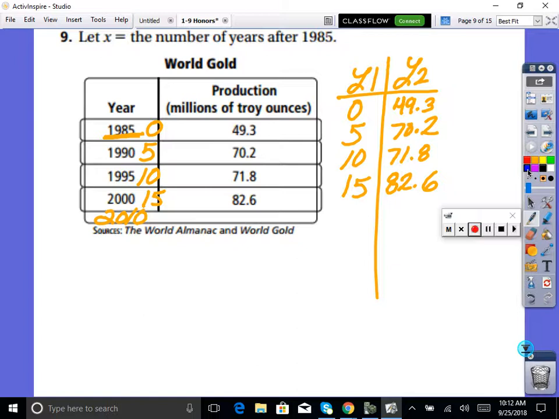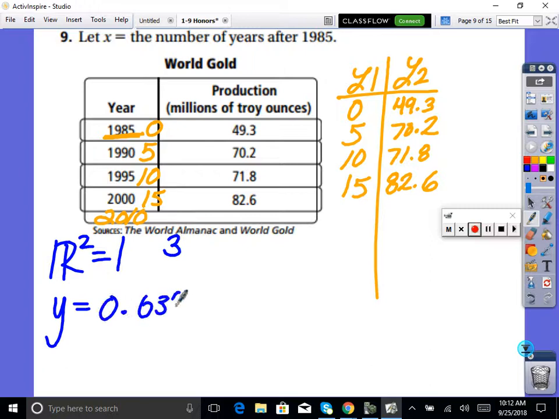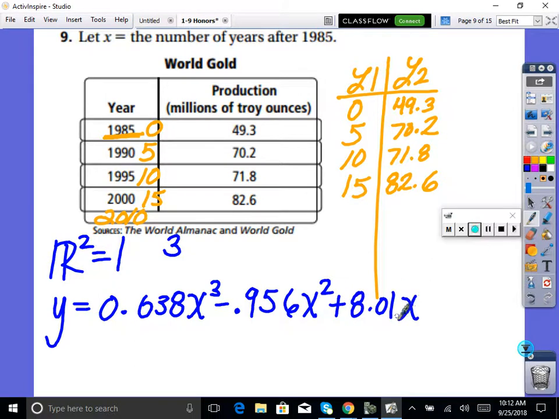So let's just all agree to go to like 3 or 4 decimal places, roughly. So number 1, you said that r squared was 1 when it was degree 3, so that means it's a perfect fit. So we'd say y is equal to 0.038x cubed, true? And then minus 0.956x squared plus 8.01x, and then plus 49.3.